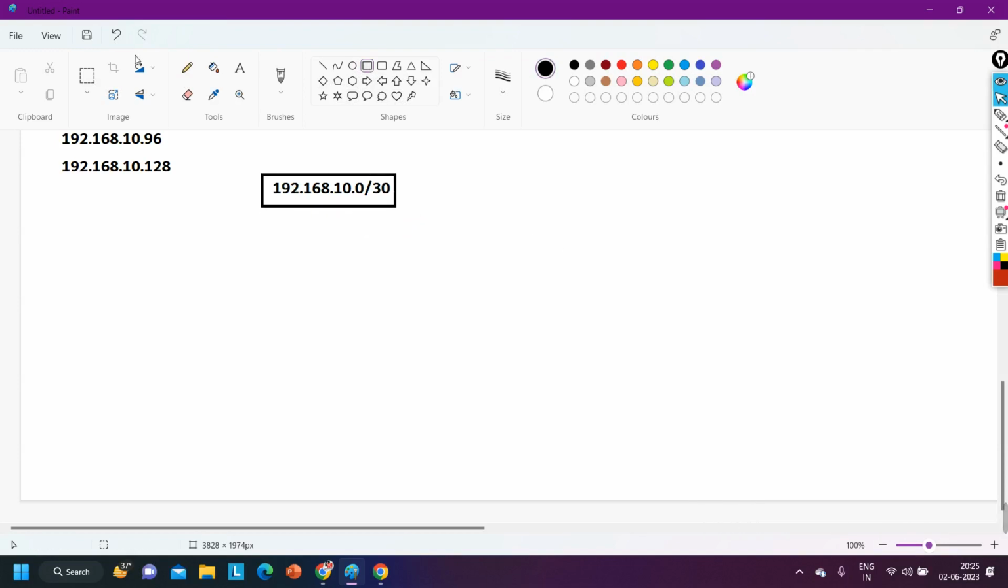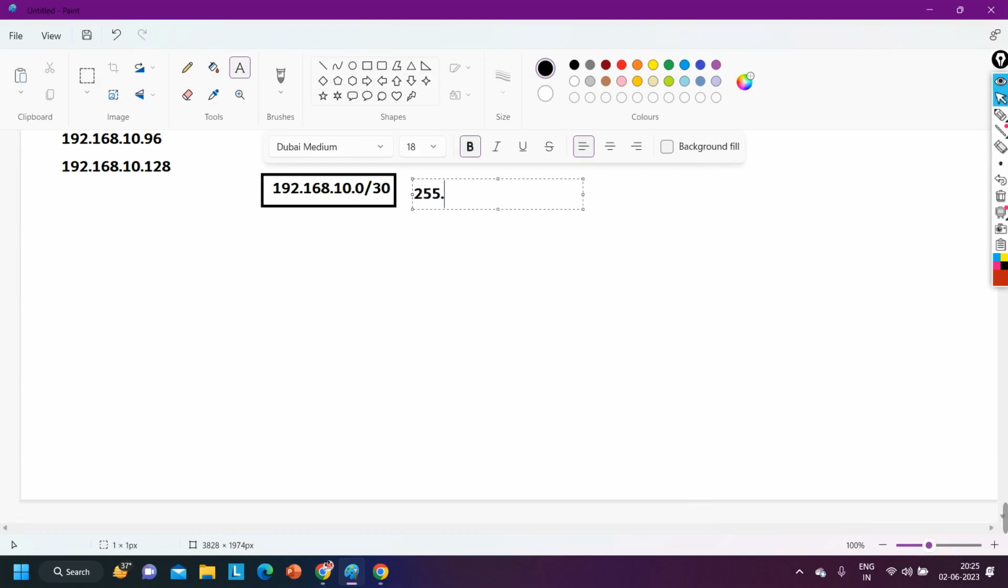So what will be the subnet mask for slash 30? 255.255.255.252. 252 will be the subnet mask. If anyone has any confusion, you can calculate it, right? This is nothing but the binary to decimal conversion.